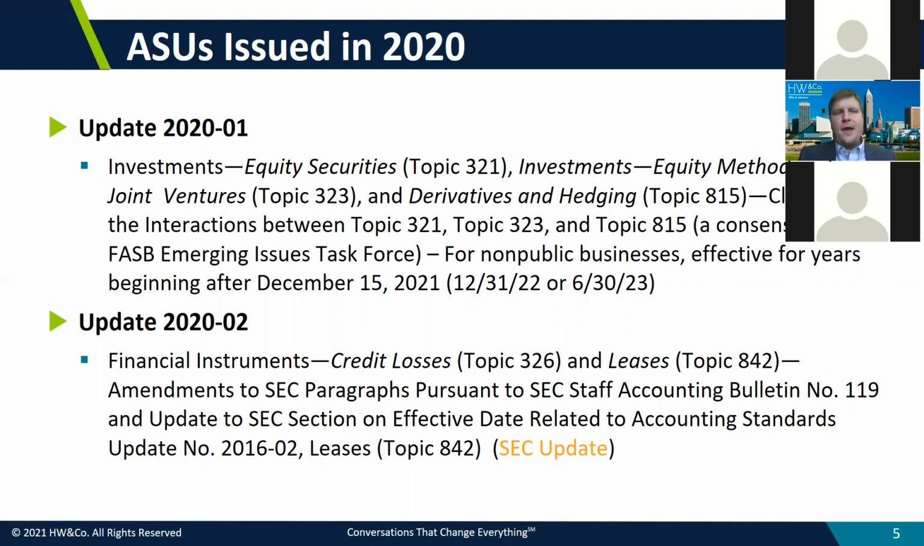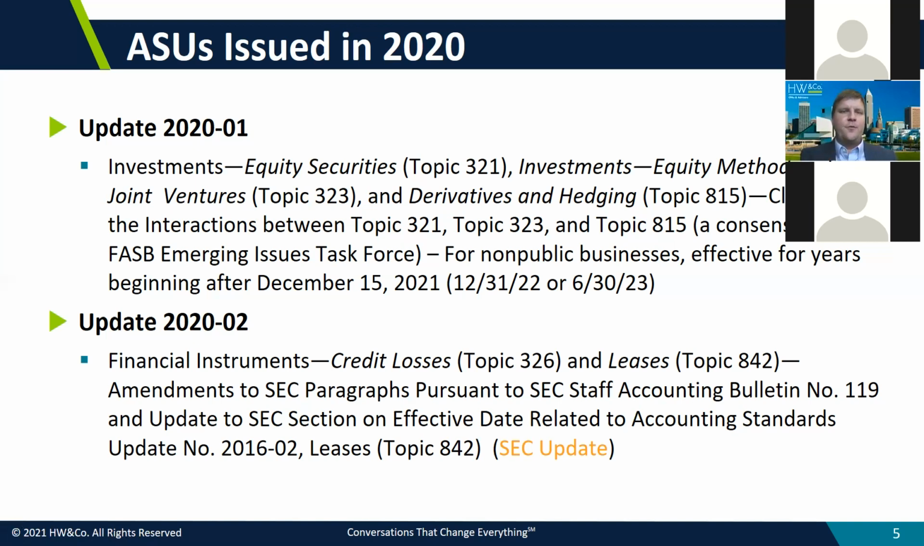And what ended up happening was, because of COVID and because of the pandemic, we've seen a slowdown in accounting standard updates. In fact, there's only been 6 so far in 2021 that have come out. And in 2020, there were only 11 that were issued, which really is the lowest since 2012.